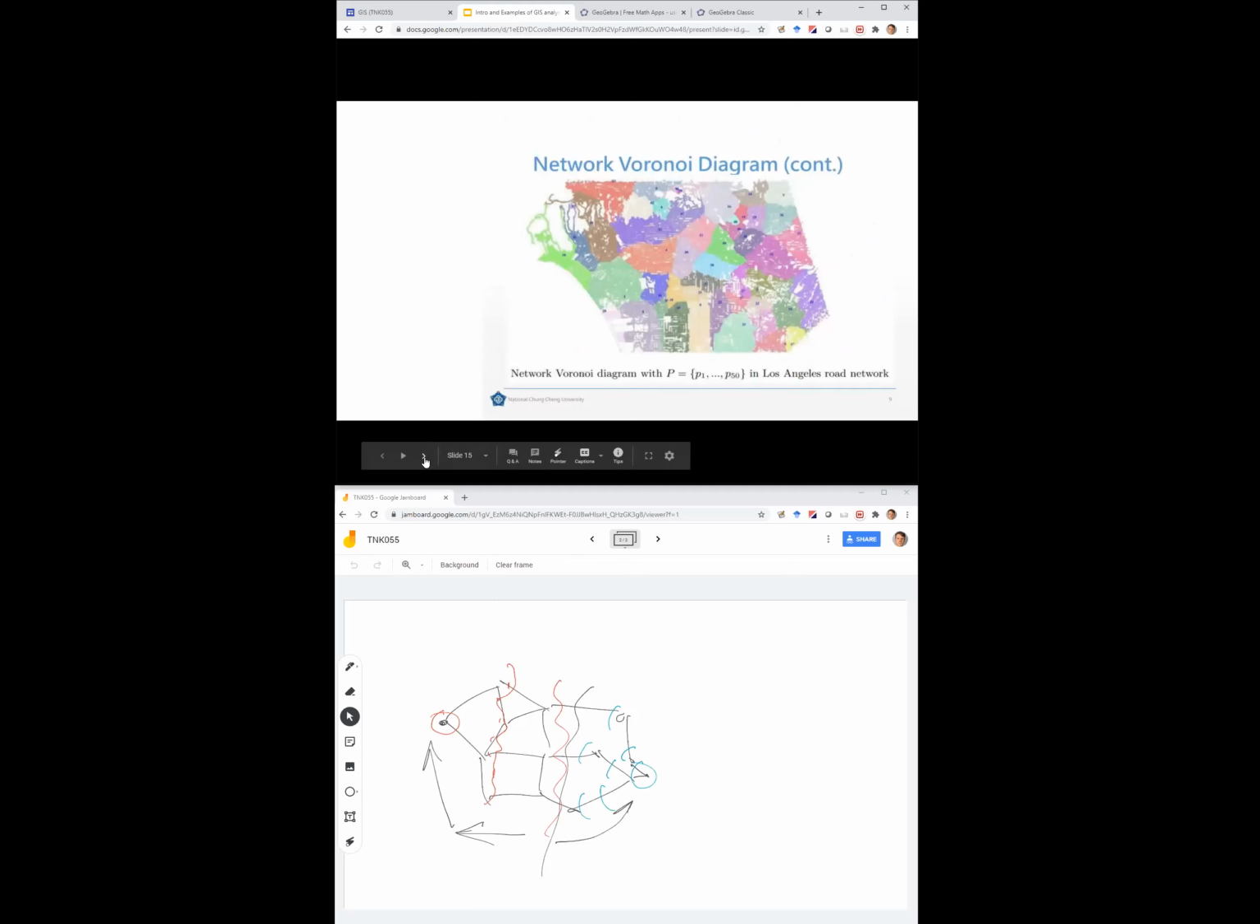So yes, here is another example, Los Angeles decomposed. There are a few sites, and then there is this road network. And depending on what site is the closest to travel to, you color the different parts of Los Angeles in different colors.